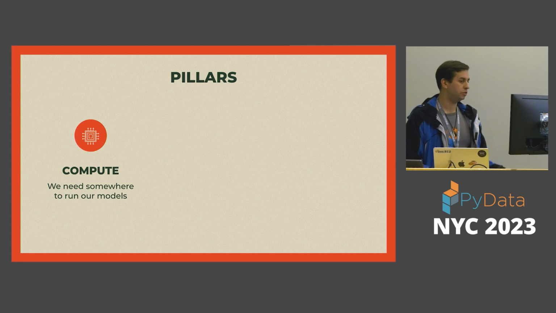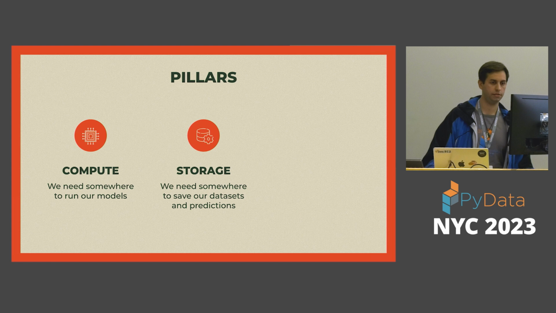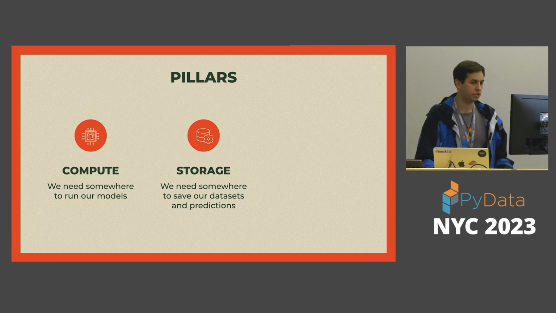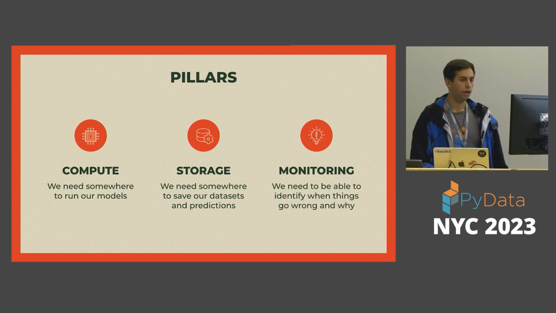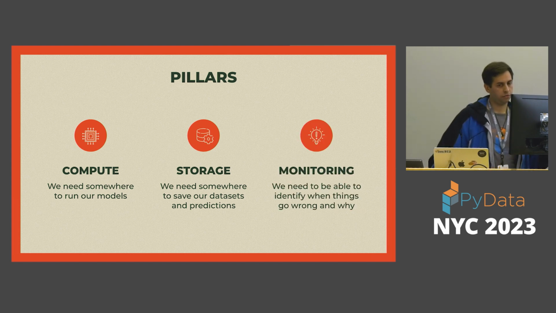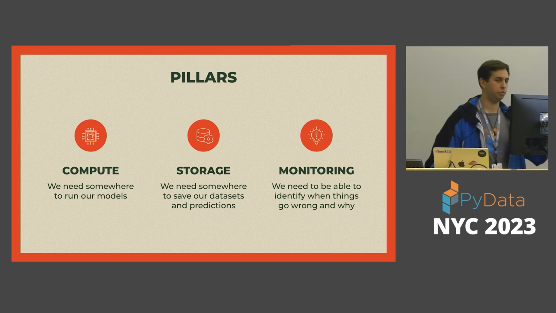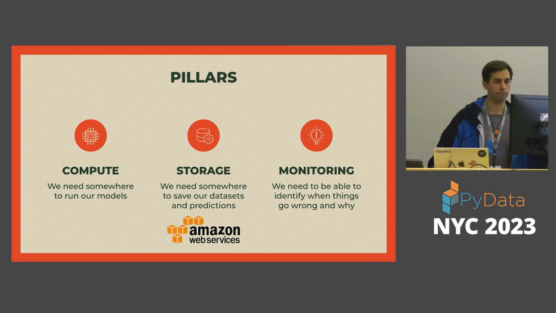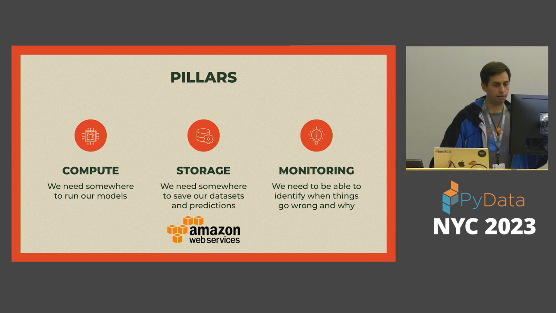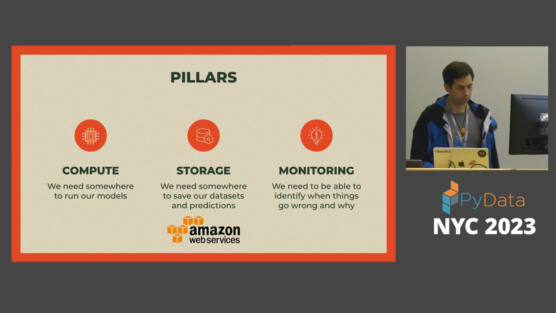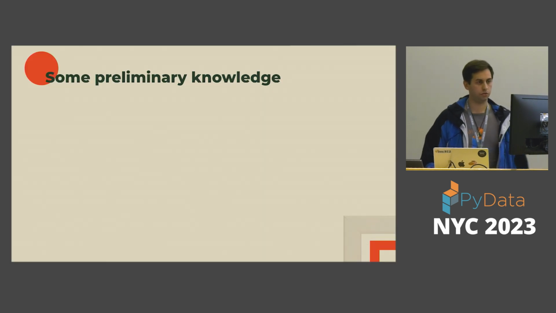This talk is going to have 3 pillars. The first one is compute, as we need somewhere to run our models or data pipelines. The second one is storage, as we need somewhere to save our datasets and predictions, and maybe our models too. And the last one will be monitoring, which is that we need to be able to identify when things go wrong and why, which is very important. Sometimes we just put the model in production and let it run, like, go and do your thing. The talk is going to be around Amazon Web Services, kind of controversial in Microsoft offices, but anyways. Mainly because of market share, and secondly because of my personal experience.